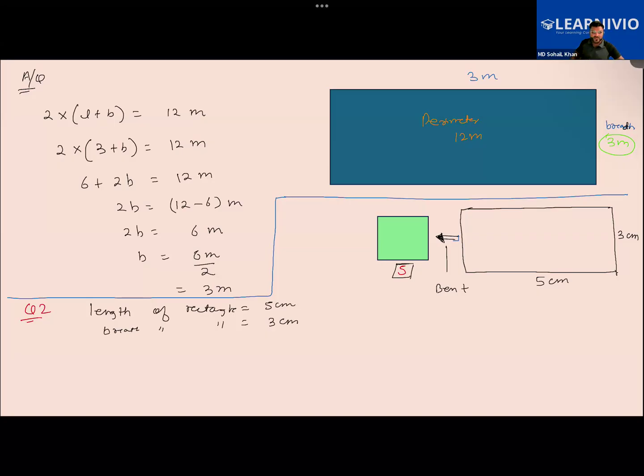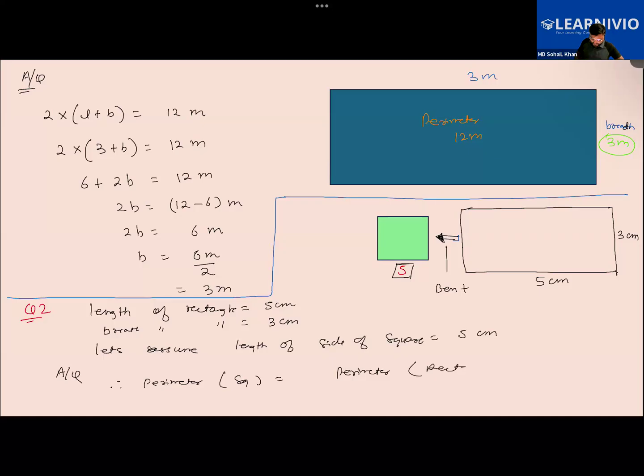In mathematics, in some word problems, you can assume the value of the unknown quantity with the help of some alphabets. So let's assume length of side of a square equals to s centimeter. Further, according to the question, since the rectangular wire is bent to form a square, the perimeter of the square will be same as the perimeter of the rectangle.